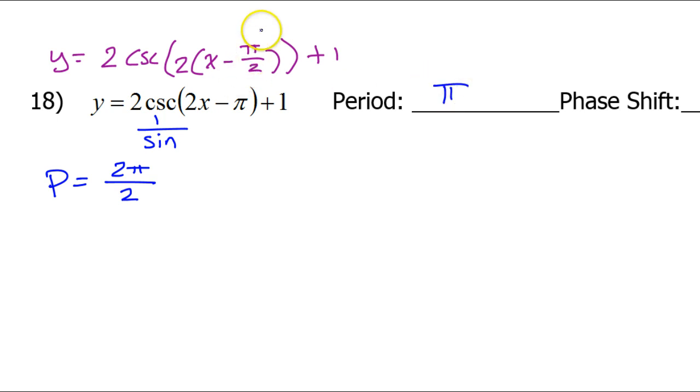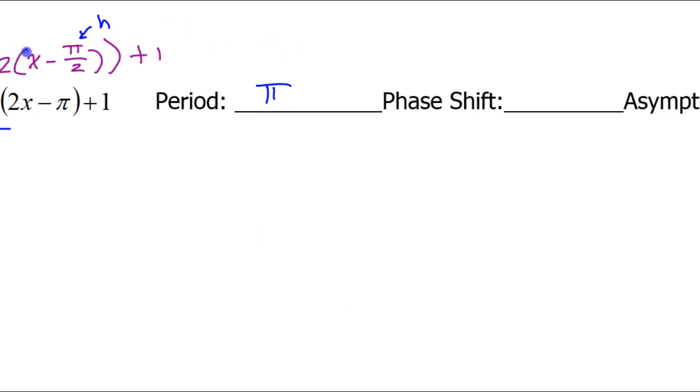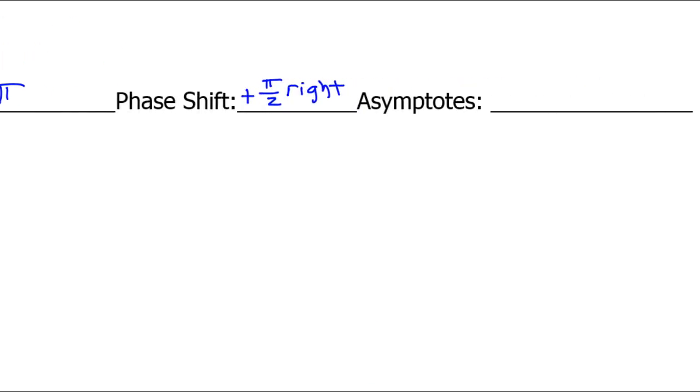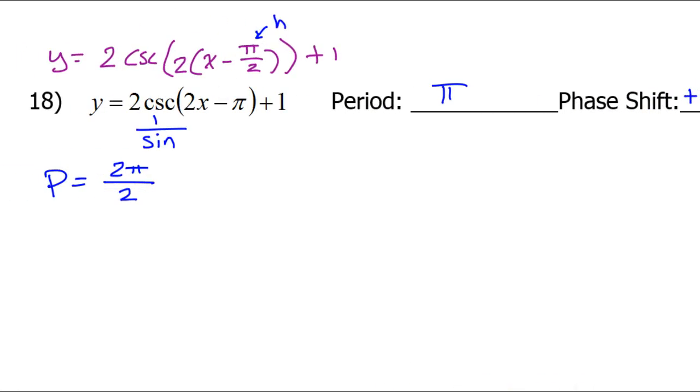Now the phase shift can be found right here. It's the h value. Notice the sign change that's about to happen. This negative pi over 2 means that the phase shift is plus pi over 2, meaning to the right. We will do the asymptotes at the end once we have the graph. Oh yeah, there is a vertical shift that we will have to deal with, so watch out for this k value, which represents a vertical shift.